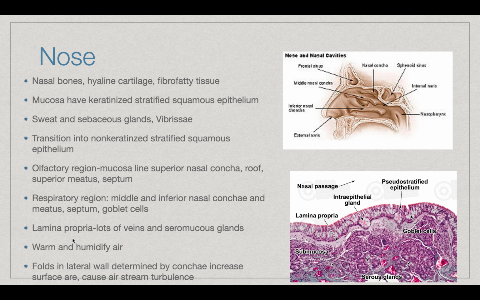And the lamina propria in the nose is vascular, and it has plenty of glands, and they work to warm and humidify the air. And then the folds in the lateral wall are made by the concha, and they cause airstream turbulence in order to stir up the odor particles so they can reach the cribriform plate, and we can smell things better.